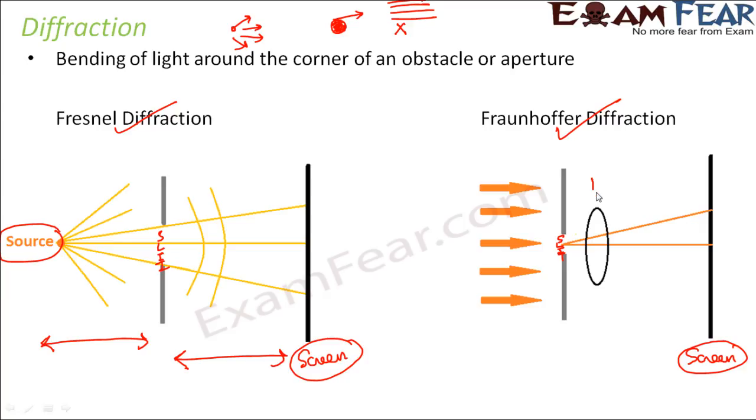Now you also see an interesting thing: in Fraunhofer diffraction, you also have a lens. Why do we have this lens? That's because the source is at infinity, so the rays of light which pass through the slit are parallel rays. In order to make these parallel rays focus on the screen, we use a converging lens, which is nothing but a convex lens, so that we can focus these parallel rays and get the diffraction pattern on the screen.